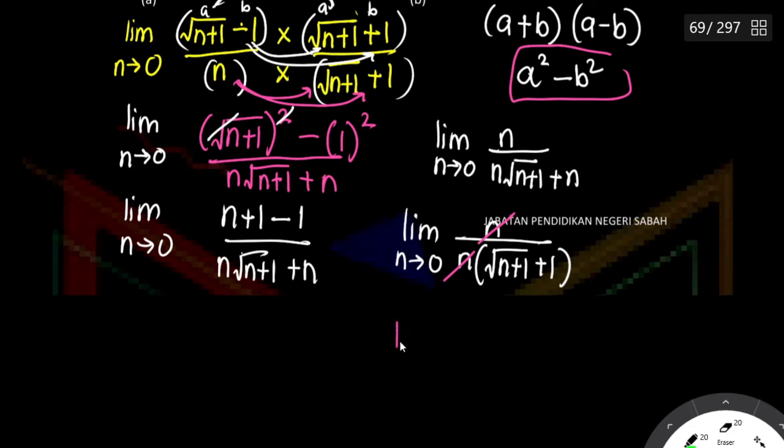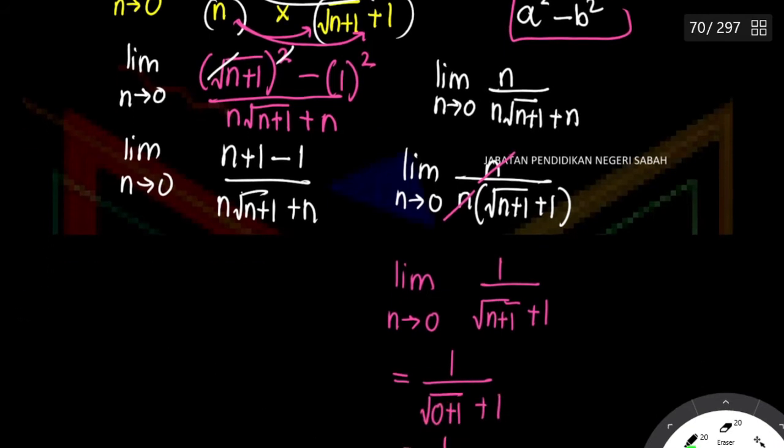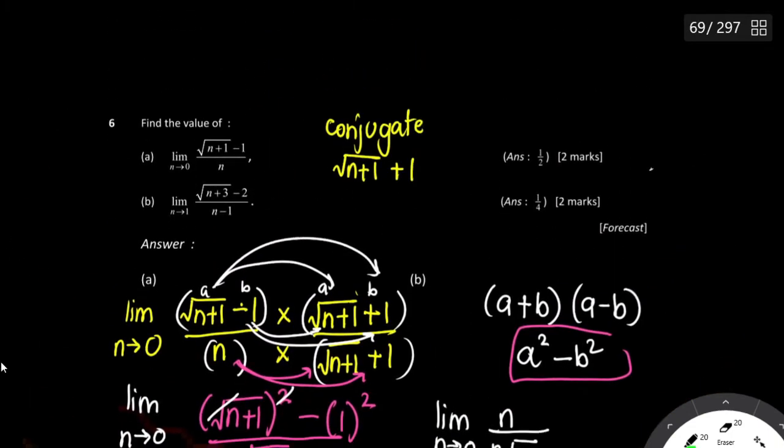So limit n approaching 0, 1 over square root n plus 1 plus 1. From here it's going to be 1 over square root 0 plus 1 plus 1. So that means it's going to be 1 over 2. So this is the answer for A.